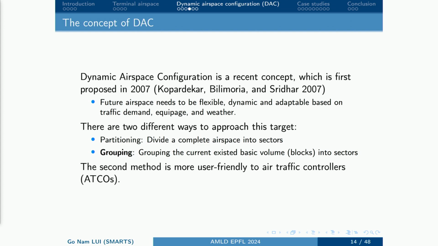The concept of dynamic airspace configuration is a fairly recent concept. It was first proposed in 2007. It says that future airspace needs to be flexible, dynamic, and adaptable based on traffic demand, equipage, and weather. For the current state of the art, there are basically 2 different ways to approach this target. The first one is partition. Basically, you have a whole volume of airspace that you divide into sectors. A second way to do it is grouping.